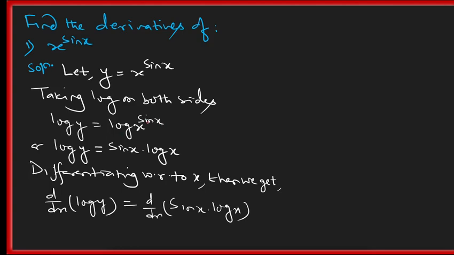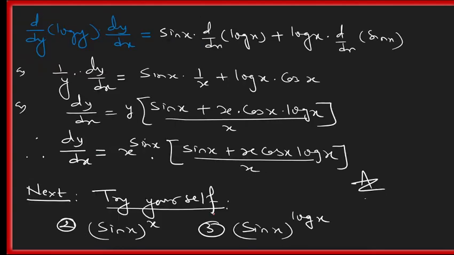If a power is given, it becomes the coefficient, that is, it will be in product form. Log y equals sine x times log x. Differentiating both sides with respect to x, we get d/dx of log y equals d/dx of sine x times log x.